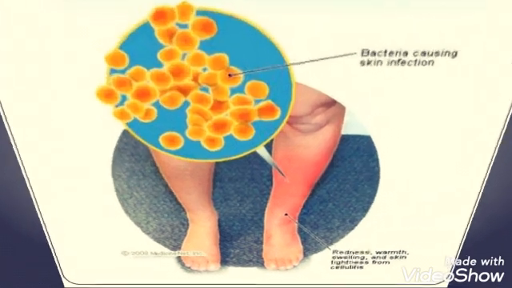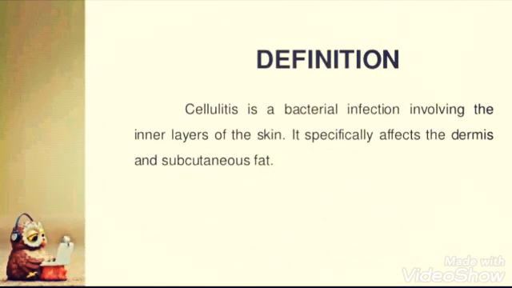Then we'll see the definition. Cellulitis is a bacterial infection involving the inner layers of the skin. It specifically affects the dermis and subcutaneous fat. As I told, the bacteria are mainly involved and they deeply penetrate into the skin layers and slowly cause infection in the dermis and subcutaneous fat.